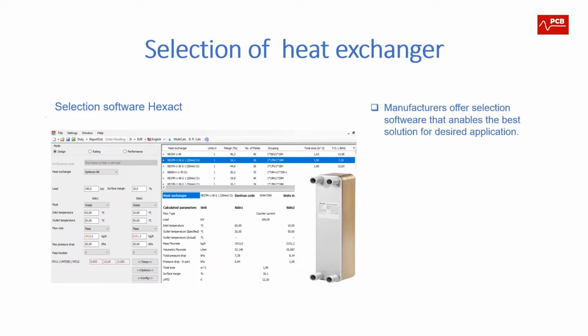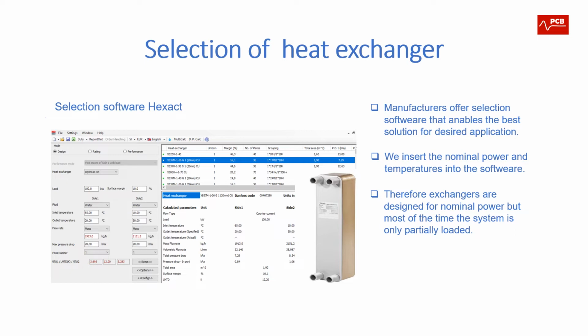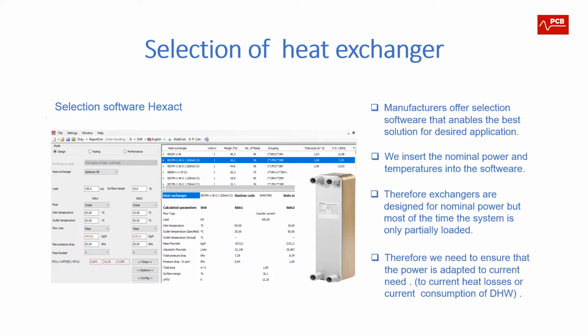Heat exchangers are usually dimensioned by the software provided by manufacturers, and we insert the nominal power and temperature into the software. Therefore, exchangers are designed for nominal power, but most of the time we know very well the system is only partially loaded. So we need to ensure that the power is adapted to current need, to current heat losses, or to current consumption of domestic hot water.